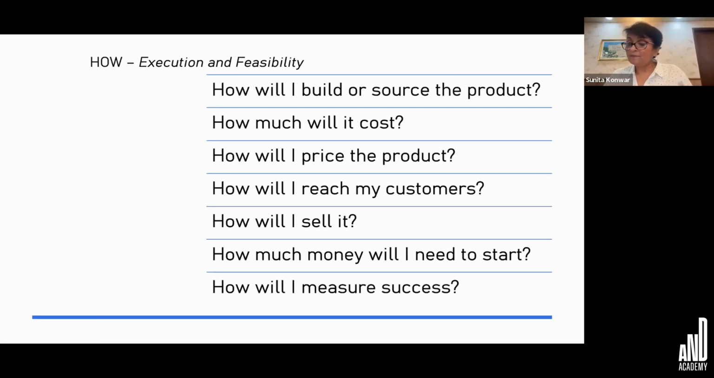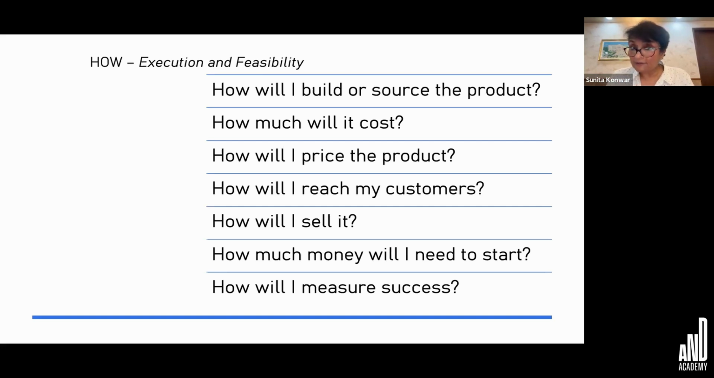So the next question is, how will I reach my customer? What is going to be my marketing strategy? Am I going to reach my customer through Instagram, through pop-ups, through retail stores, or am I going to have a website? So very clear marketing strategy. Not just marketing, how am I going to make my branding strategy? How will I sell it?